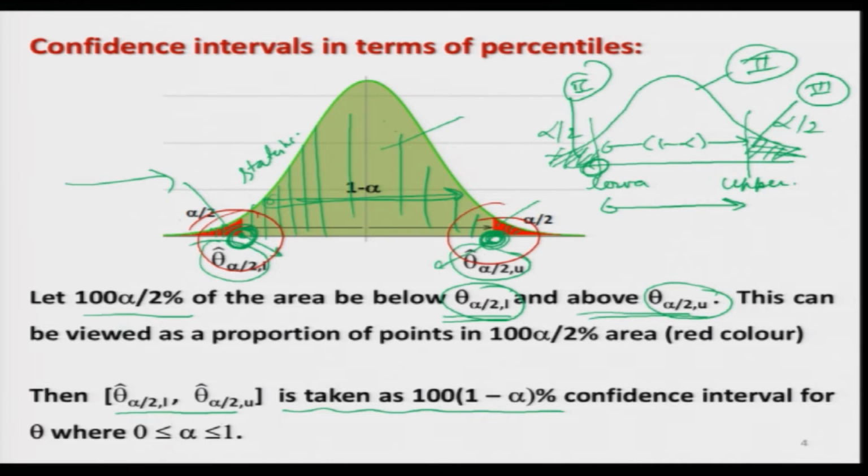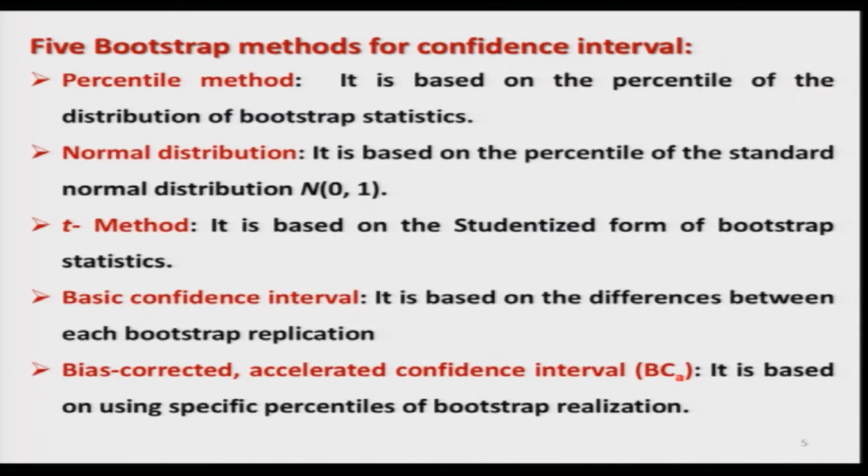In Bootstrap methodology, there are 5 popular ways of finding the confidence interval. Without any order of preference, I am listing them in the order in which I am going to consider them. The first method we are going to consider here is the percentile method. This is based on the percentiles of the distribution of the bootstrap statistics, as I have just explained.